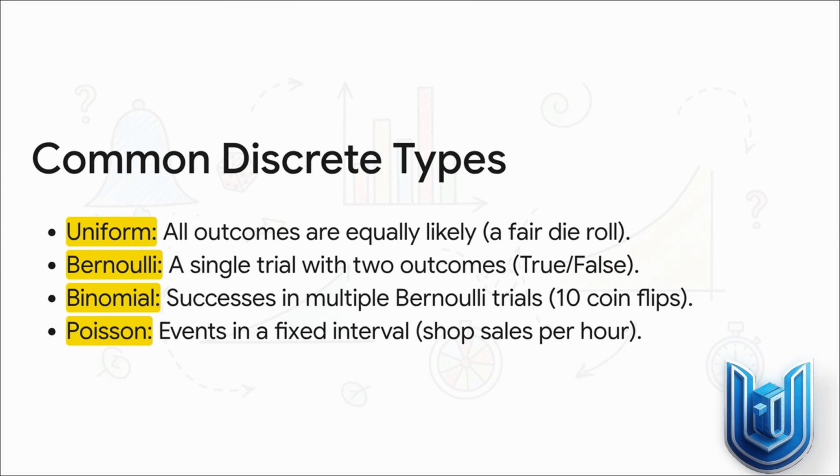Now, if you do that Bernoulli trial over and over again, like flipping a coin 10 times to see how many heads you get, you're now in the world of the binomial distribution. And finally, there's the Poisson distribution, which is awesome for counting how many times something happens in a set amount of time, like how many customers walk into your shop every hour.